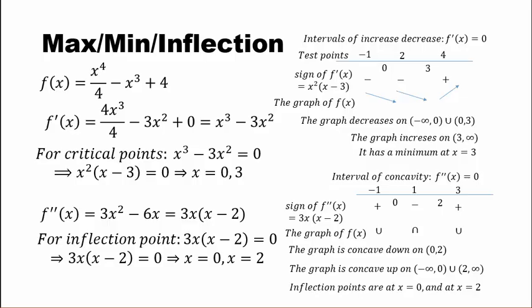Now, since we see the change of concavity at each candidate, 0 and 2: left side of 0 is concave up, right side is concave down. So this is an inflection value or inflection point. And then also 2 is an inflection point.